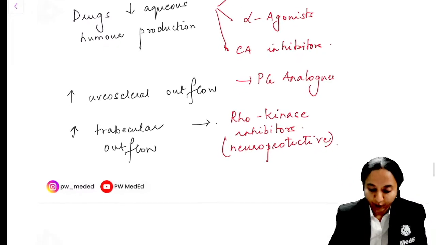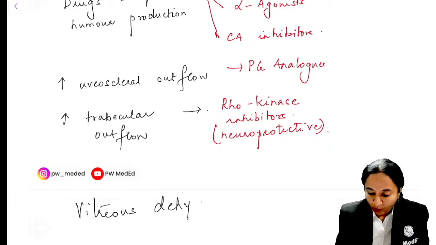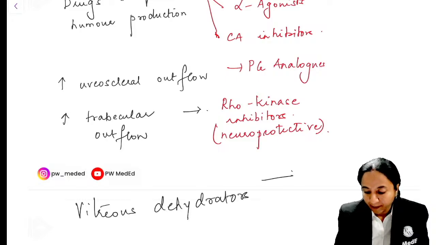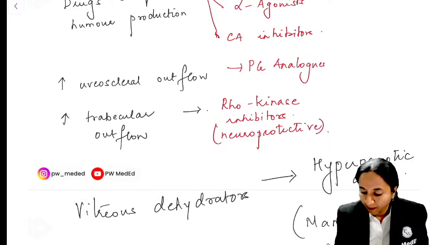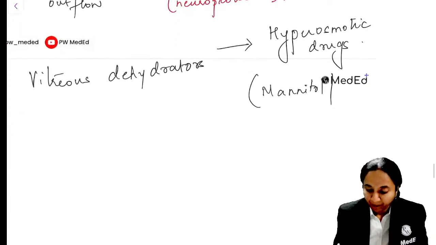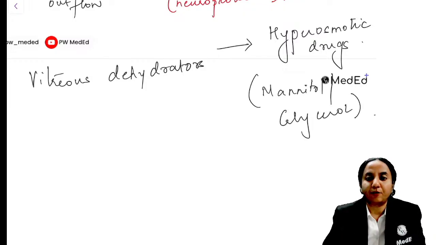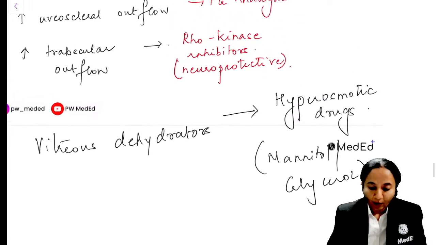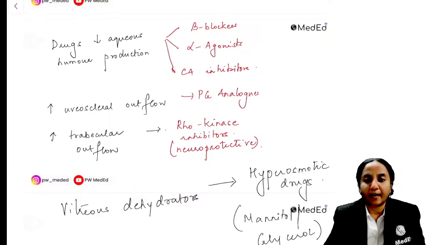Which is the class of drugs which act by dehydrating the vitreous? They don't act at all on the aqueous, but they act as vitreous dehydrators. They are your hyperosmotic drugs. The hyperosmotic drugs are mannitol and glycerol. They don't act on the aqueous at all. They are acting on the vitreous, so they are our vitreous dehydrating drugs. Please remember this chart, that is, which are the drugs and what is the mechanism.